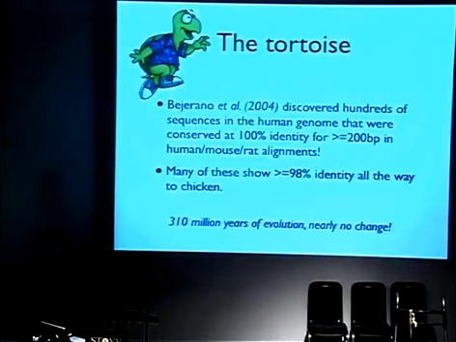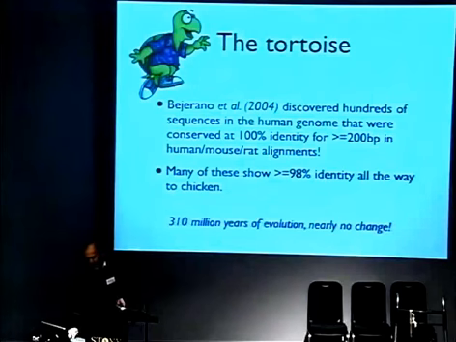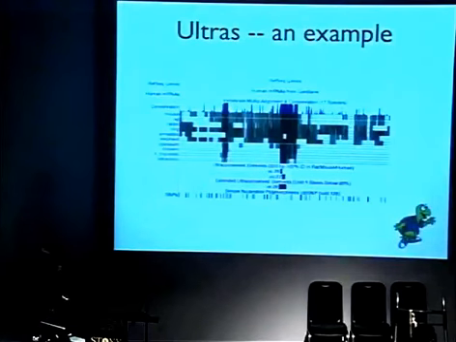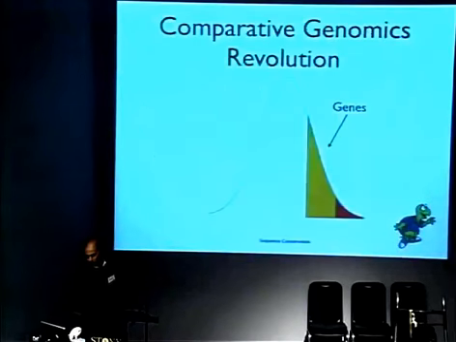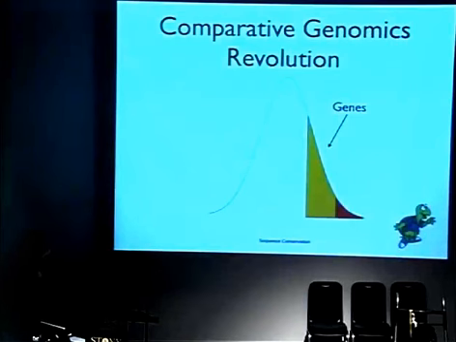Even more astounding was the fact that if you went and looked at these so-called ultra-conserved sequences, many of these maintained this conservation all the way to chicken. So just like the comparative anatomy example I was giving you, we're talking about 310 million years of evolution and nearly no change at the level of sequences. Here's an example of what one of these looks like in the genome. If we look at a vertebrate alignment, you can see conservation kind of going up and down here, and here's our ultra-conserved element. Okay, so 100% sequence conservation over millions and millions of years of evolution.